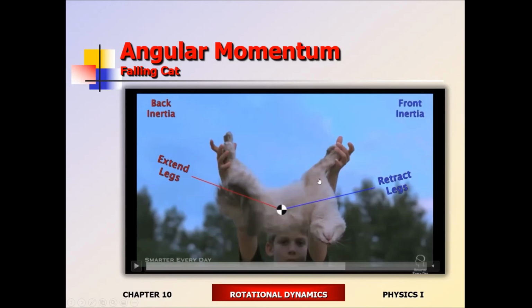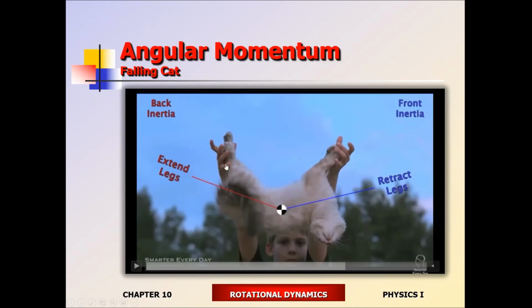All right, so by extending the legs, you can increase the moment of inertia. In doing so, you're going to reduce the angular velocity because there's no external force acting on this cat. There's no external rotational force acting on this cat, so angular momentum is going to be constant. So you can stretch the legs out during the rotation.